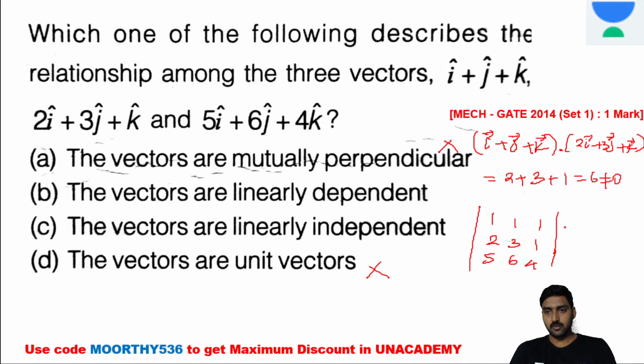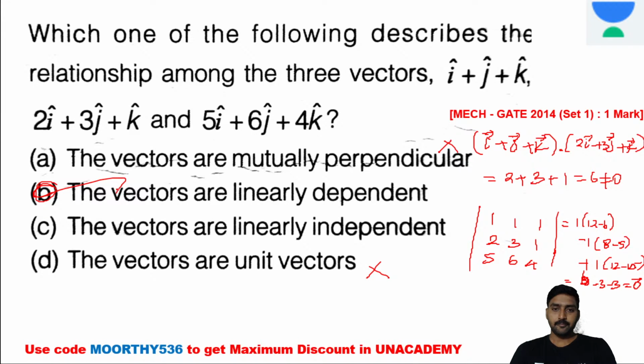If you evaluate the determinant, it's equal to 1 into (12 minus 6), minus 1 into (8 minus 5), plus 1 into (12 minus 15). It's equal to 6 minus 3 minus 3, which is equal to 0. So it's equal to 0, therefore linearly dependent. If it is not equal to 0, linearly independent.